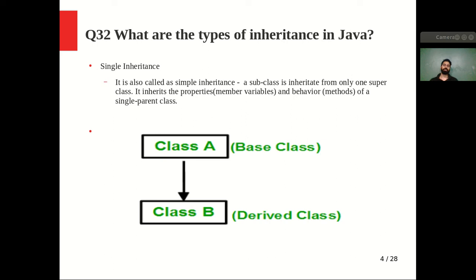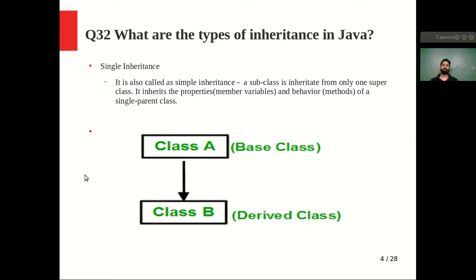So first is single inheritance. Single inheritance is also called simple inheritance. In this, a subclass is inherited from only one superclass. It inherits the properties or member variables and the behavior, that is methods, of a single parent class.